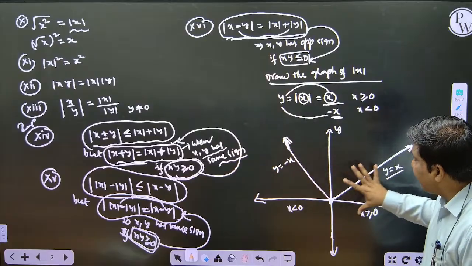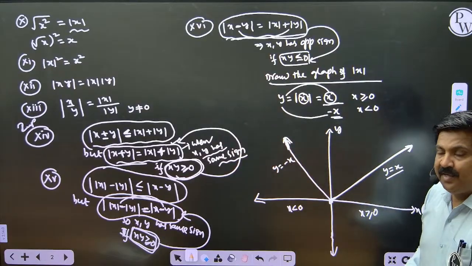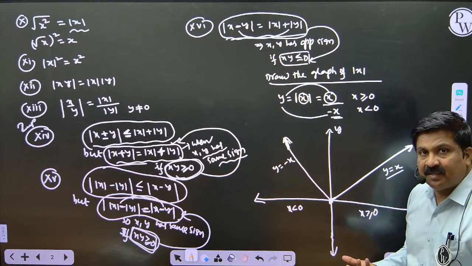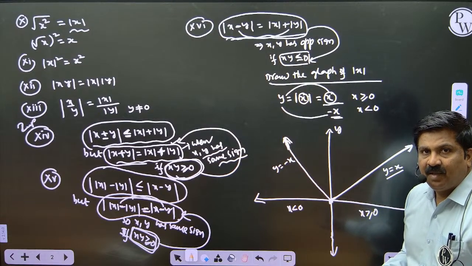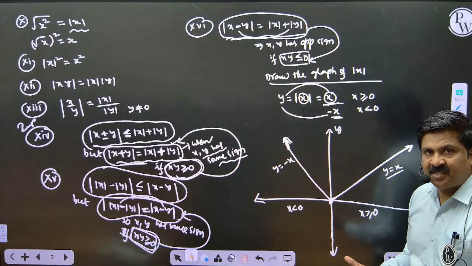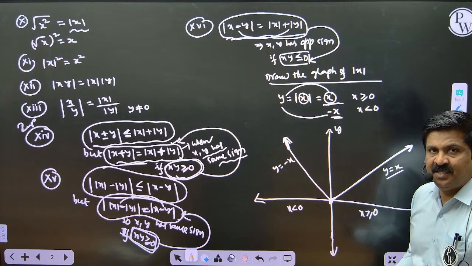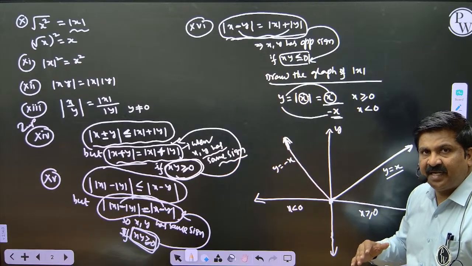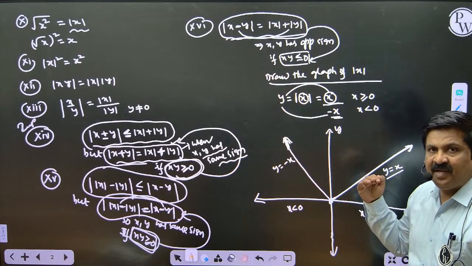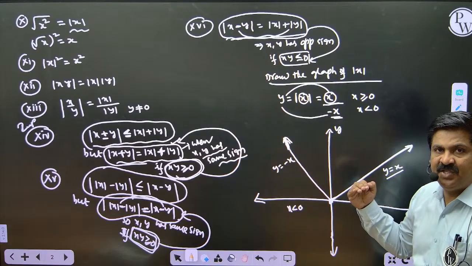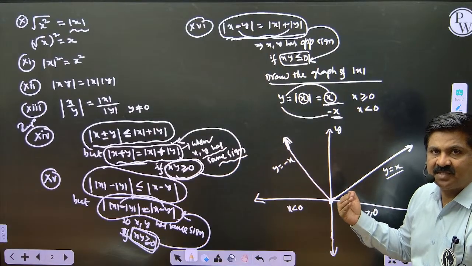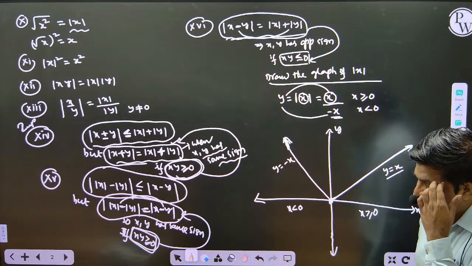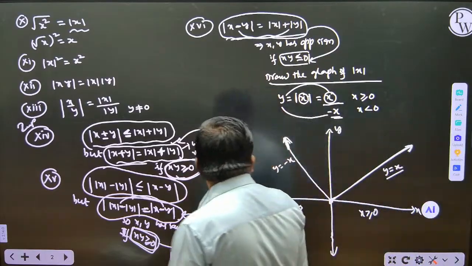So the graph touches the x-axis and lies above the x-axis. That's why its value is non-negative. If the graph lies below the x-axis, the value may be negative. Above the x-axis means positive, touching the x-axis means 0. Here the modulus graph touches the x-axis and lies above it, so its value is always 0 or positive, which is non-negative. That is the graph of modulus of x. Right?